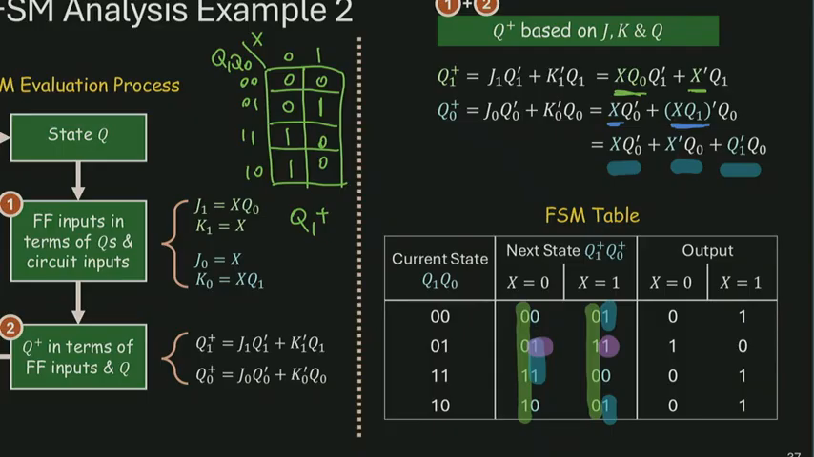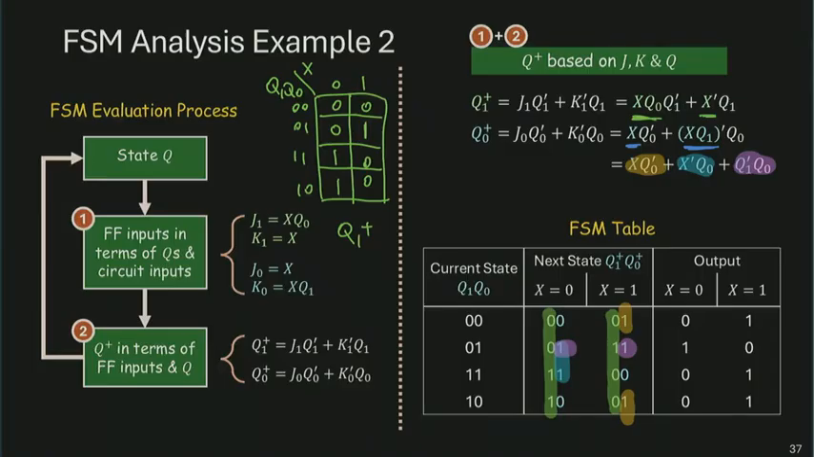I'll add a bit more color coding. So the purple one are the two minterms on the 0, 1 row. And then X prime Q0 are the two ones on the X equals 0 row. And then finally, I'll use orange. This one corresponds to the top and bottom implicant.